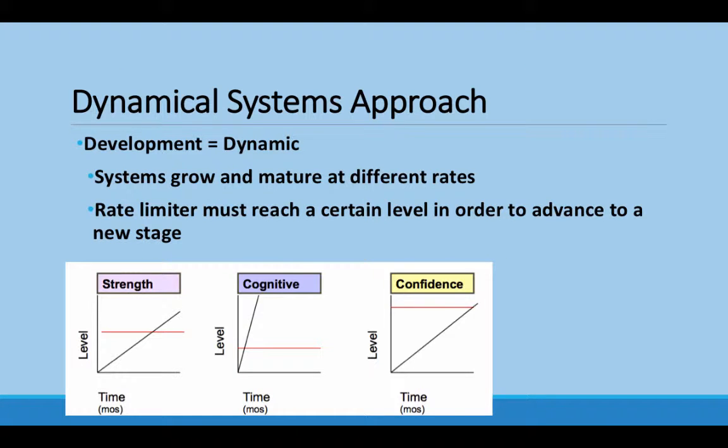According to the dynamical systems approach, development is a dynamic process as the systems grow and mature at different times. Rate limiters must reach a certain level in order to advance to a new stage. And as we can see, since each system matures or develops at a different rate across time, each of the different systems serves as a rate limiter.